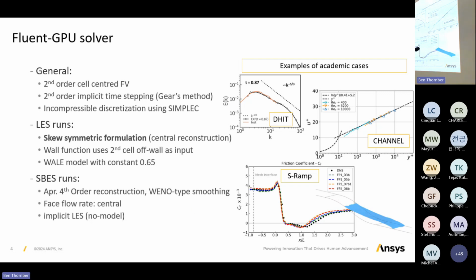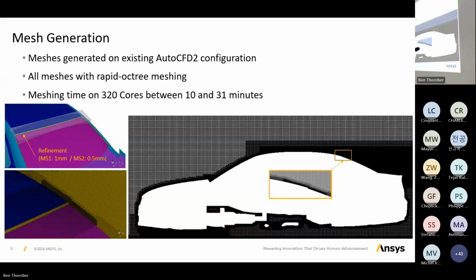The LES runs use a purely central formulation in the vector quantities, and we use, as said, the second point as an input to the wall function. We use the wall model with Kármán constant 0.65. For SBES runs, we do use some approximately fourth order reconstruction, and we introduce some Wiener type smoothings, while the face variants are kept central. Some words on meshing.